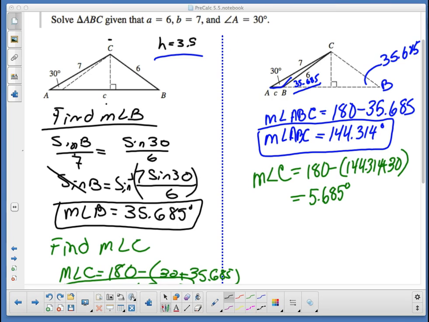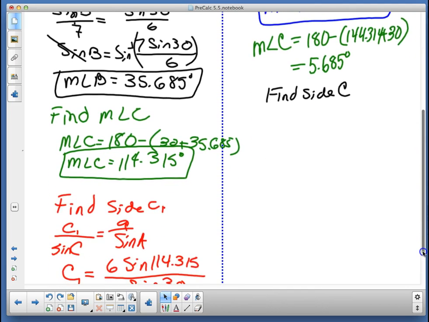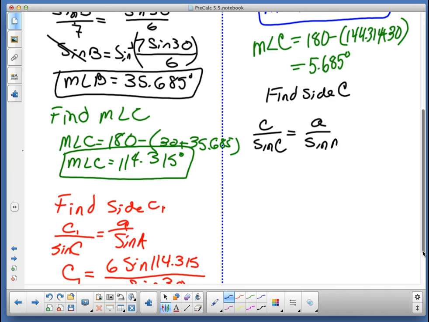Okay, so we're going to find C now, finding side C. We're going to be doing the reciprocal of the law of sines and able to make this work. So we have c over sine of C equals 6 over sine of A. Okay, so keep that in mind. Those are the things I'm using. That's the relationship. And when I multiply both sides by sine of C, I will get this.